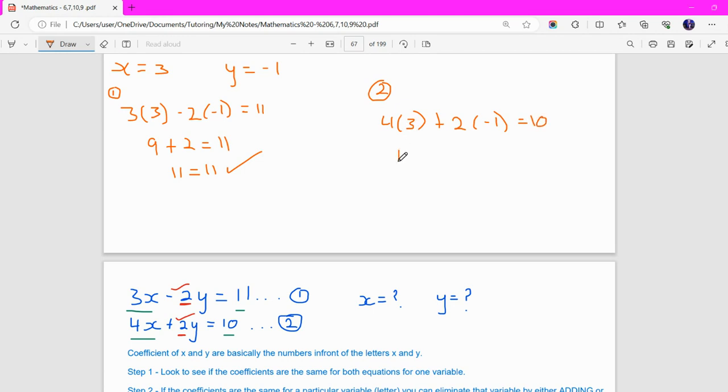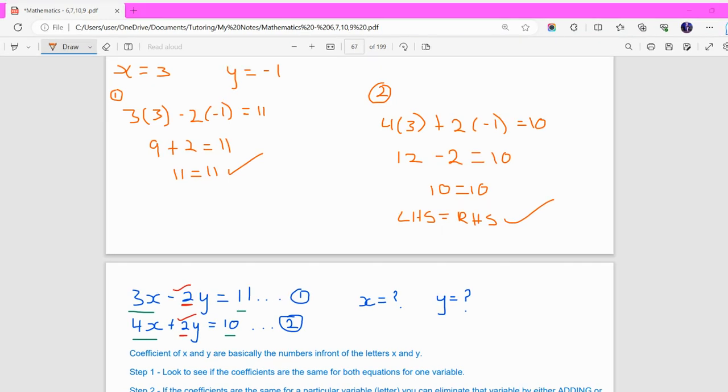4 by 3 is 12. 2 by negative 1 is negative 2. That is equal to 10. 12 minus 2 is 10. And then you only have 10 on the right hand side. So the left hand side is equal to the right hand side for both equations when you substitute the values of x and y. Therefore, the values of x and y are correct. Right, for both cases. Understand this, right?